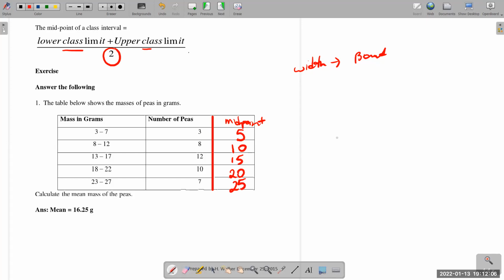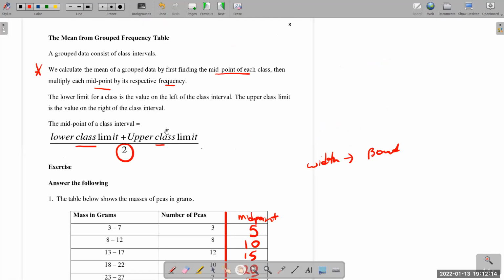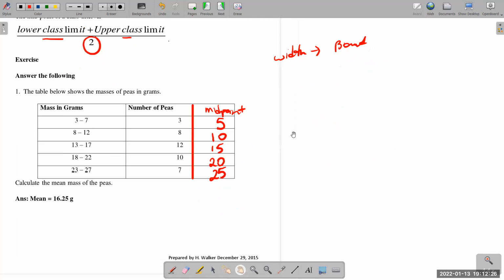Okay, welcome back, Janella. We're now working on the mean for group data. And just to recap what the steps are, we calculate the mean of group data by first finding the midpoint of each class, then multiply each midpoint by its respective frequency. All right, 25, excellent. So what did they tell us we need to do after we found the midpoint?